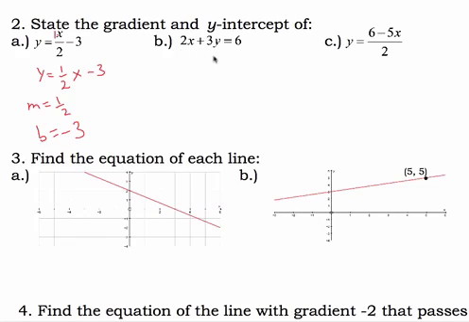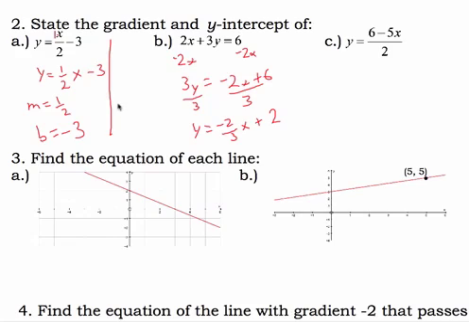In this example, it's not in slope-intercept form, it's in what we call general form. So we need to solve for y. We're going to subtract 2x from both sides, rewrite it as 3y equals -2x plus 6. And then we need to solve for y, so we're going to divide by 3. And we can divide both these terms by 3 and get -2/3 x plus 6 out of 3, which is 2. So your gradient is -2/3 and your y-intercept is 2.